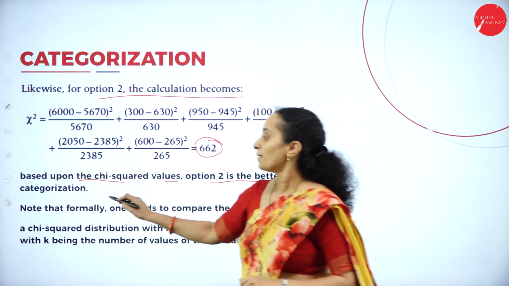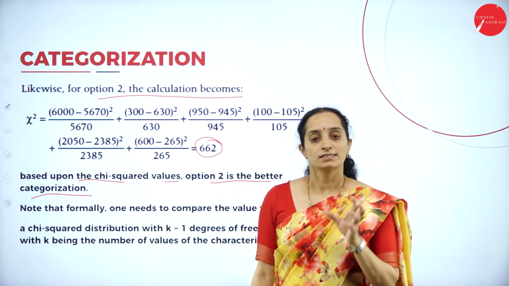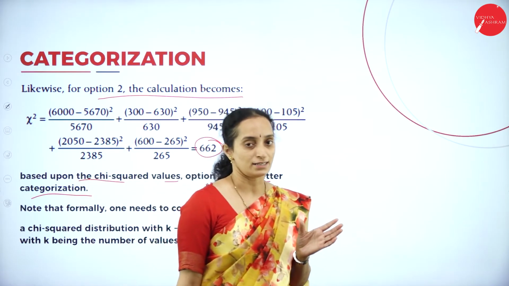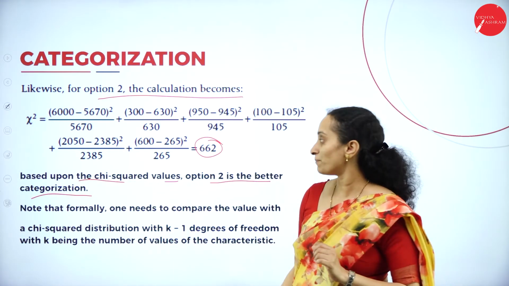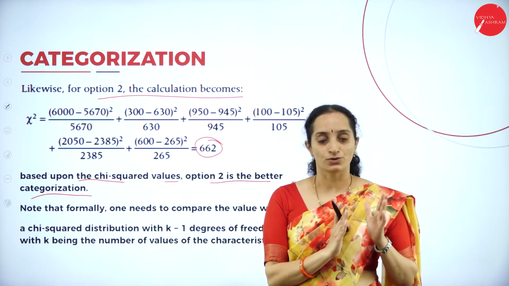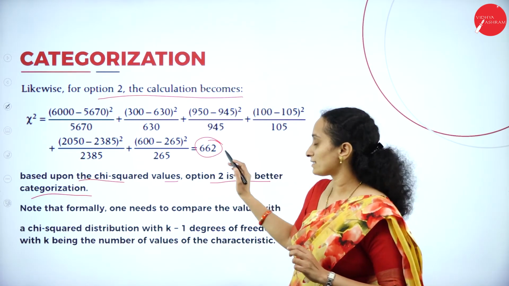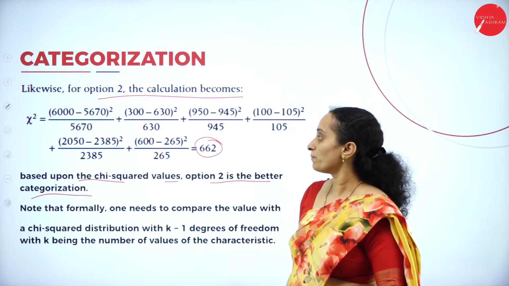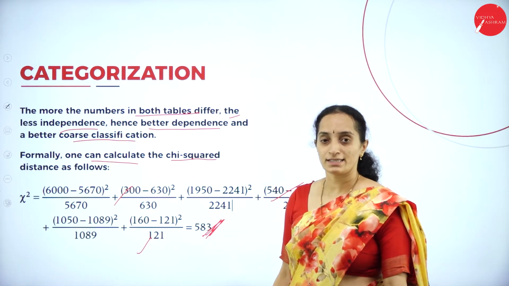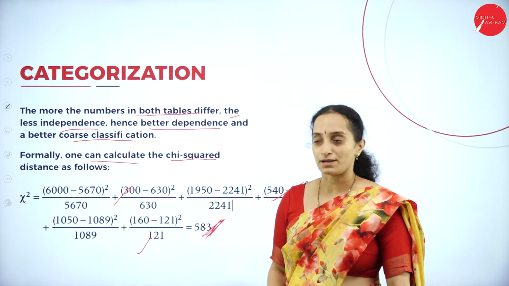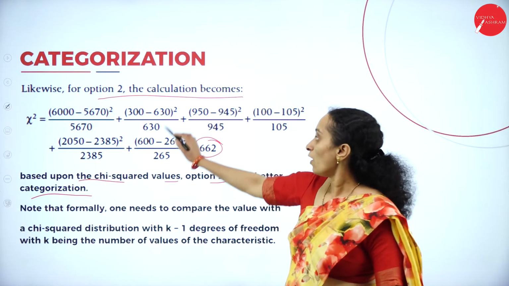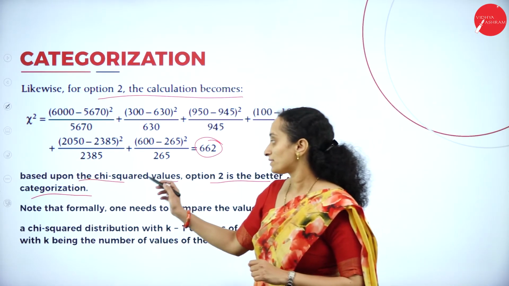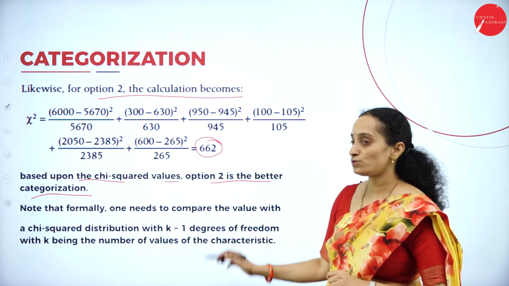Option 2 is the better categorization. We get 662 values. Most values will be considered in each category. So the average number of members that come into a group or category will be 662. That means there will be fewer groups and more members. Option 1 is 583, which means there are fewer members. When compared to option 1, option 2 is the better kind of categorization based upon the chi-squared values obtained.